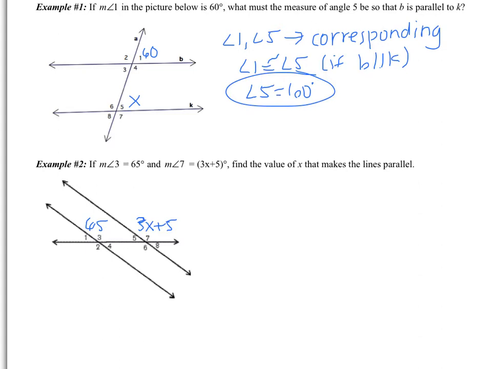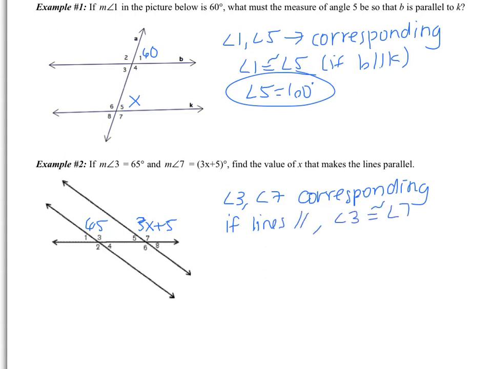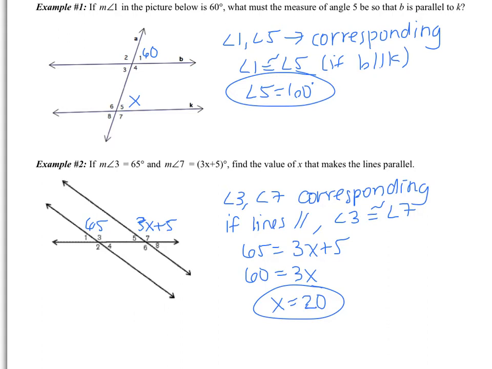So you should have noticed that angles 3 and angle 7 are corresponding. Therefore, if the lines were parallel, angle 3 would be congruent to angle 7. We want to make the lines parallel, so we need to set these two angles equal. So angle 3 is 65, angle 7 is 3x + 5. Subtracting 5, I get 60 equals 3x, and then x equals 20. So when x is 20, the two lines will be parallel. If x is greater than 20 or less than 20, the lines will not be parallel. Hopefully you got that one right. If not, that's okay. Hopefully you now see your mistake.